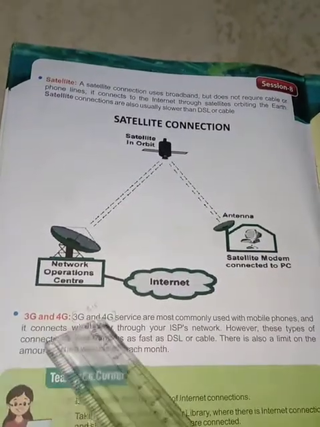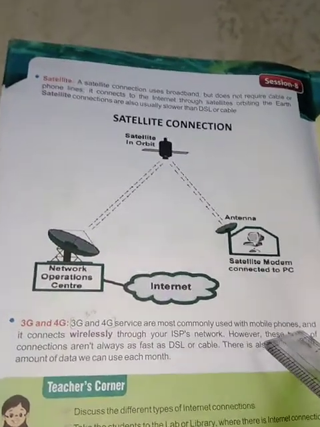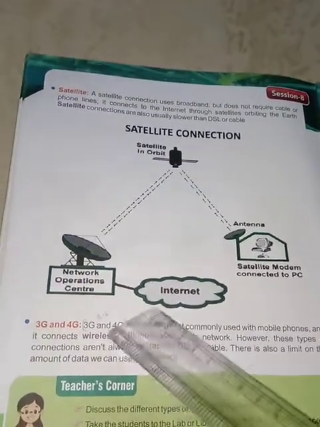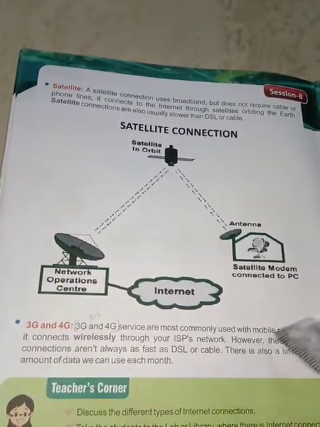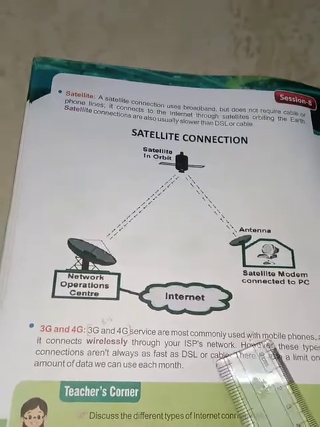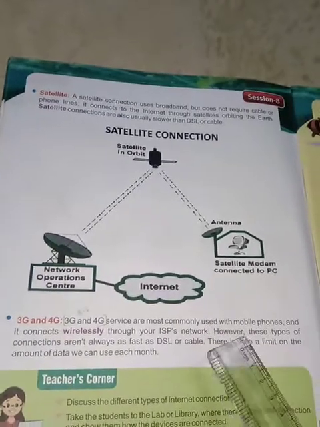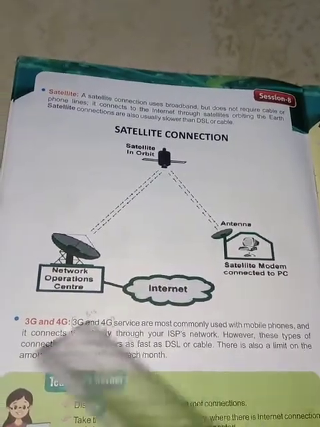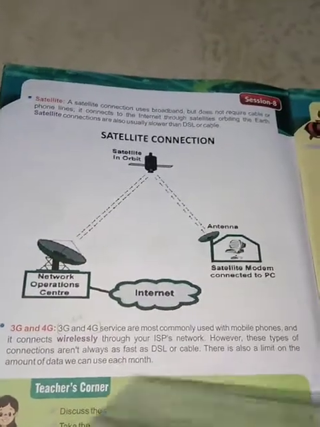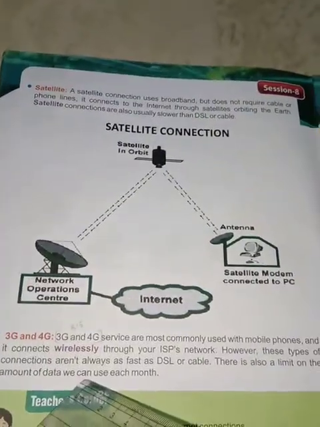3G and 4G. 3G and 4G services are most commonly used with mobile phones. So we say 3G SIM, 4G SIM, or 3G phone, 4G phone. These services are used in mobile phones, and it connects wirelessly through your ISP's network. So it does not require any cable, it is connected wirelessly. However, these types of connections aren't always as fast as DSL or cable.